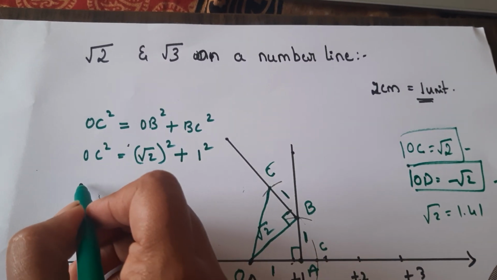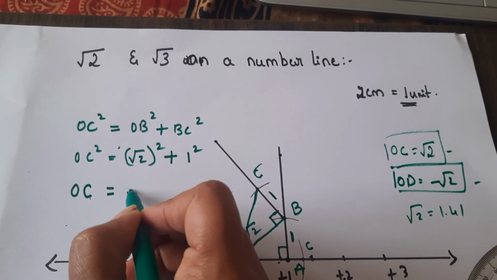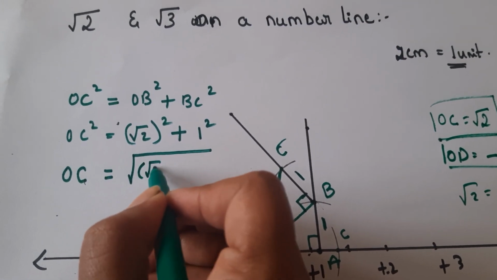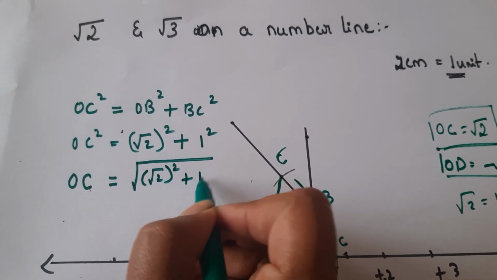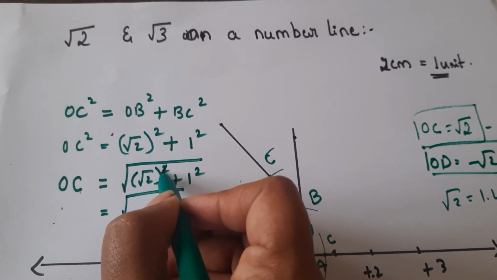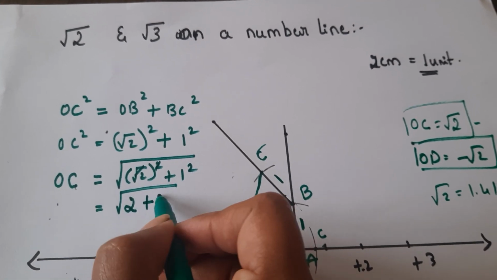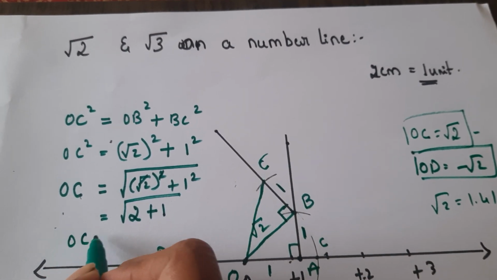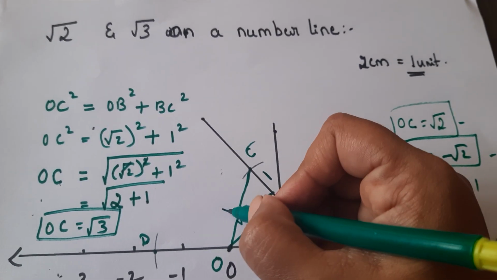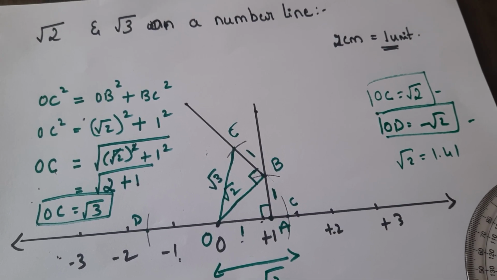If I apply square root on both sides, the OC square will get cancelled, so it will become just OC. But here under the square root I will write the square numbers, like square root of square root 2 whole square plus 1 square. In the next step, see, as I showed you there, the square root will get cancelled, you are left with only 2, plus 1 square is 1. So OC is square root of 3. So I got this OC to be square root 3. Is that clear to you, children?